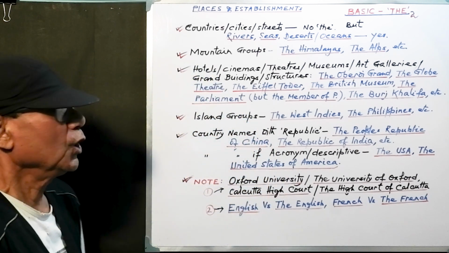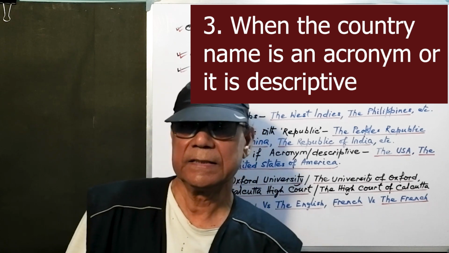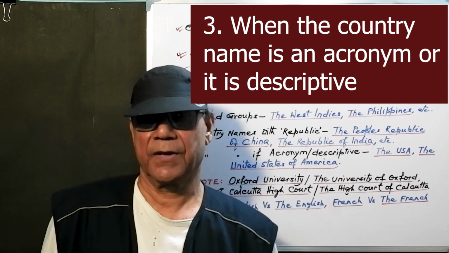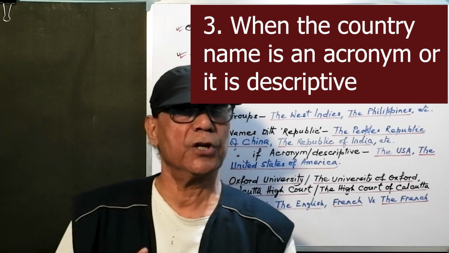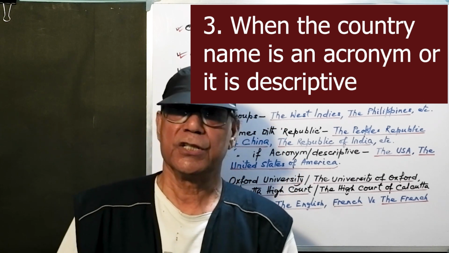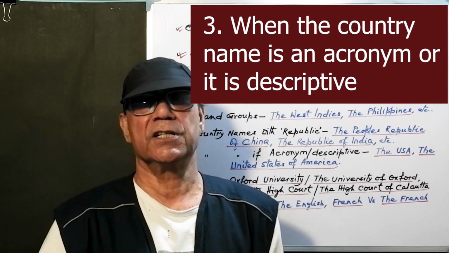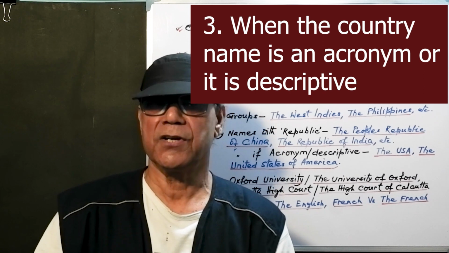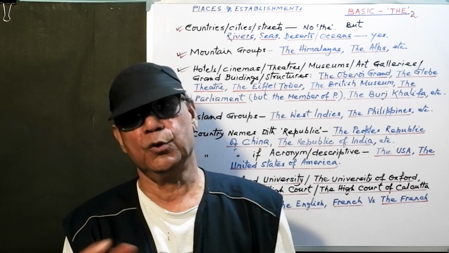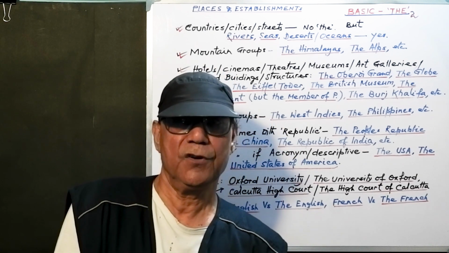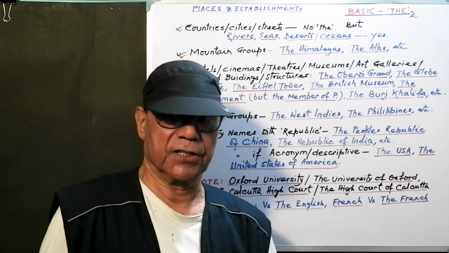And number 3, when you use an acronym for a country or the descriptive name of a country. An acronym is the shortened form, USA. In that case, you must use the USA, the UK. And when you become descriptive, then again, the definite article is necessary. The United States of America, the United Kingdom. So in both ways, whether it is descriptive or it is an acronym, you have to use the definite article.